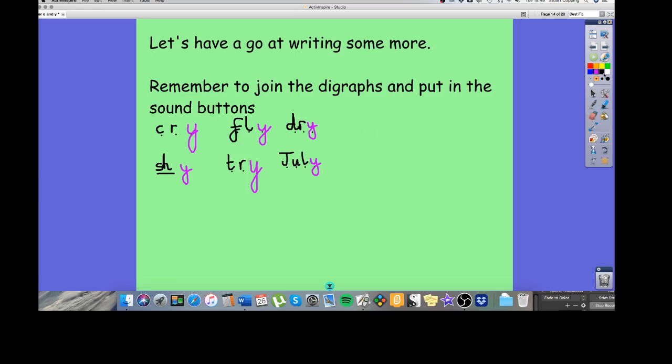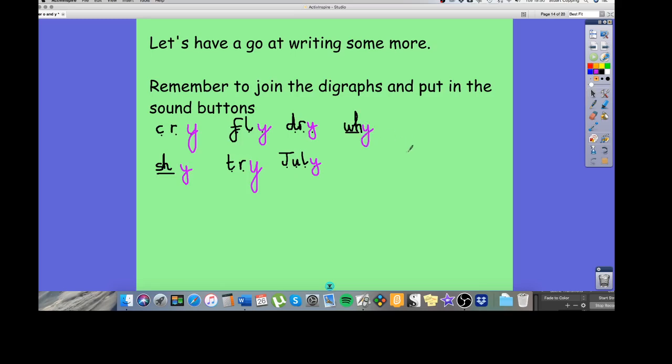So here's my sound buttons this time. It's got a sound bar this time, and then a dot. So it's 3 letters. What 2 letters could make the W sound before our Y? Pause now if you haven't done it, because I'm going to write the word down. W, H makes the W sound in this word, and then we have our Y.